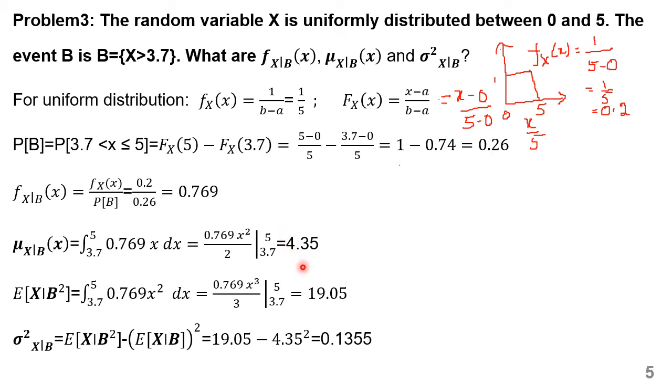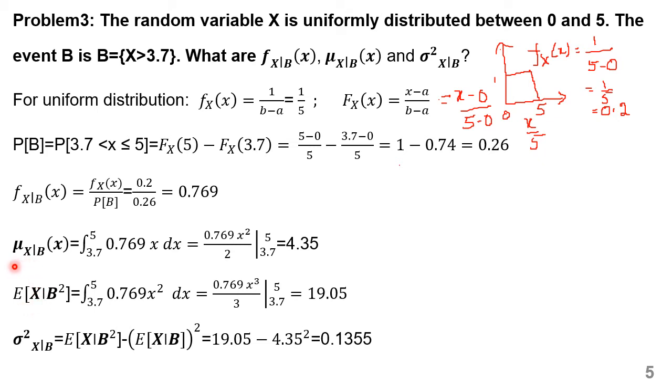Once we know this, we can find the expectation of x square, that is E of x square given B, which is given by the integral of 0.769 x square with respect to dx over the range 3.7 to 5. When we simplify this, we get the answer as 19.09.